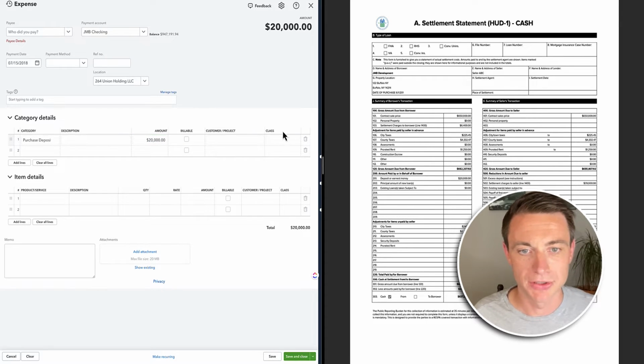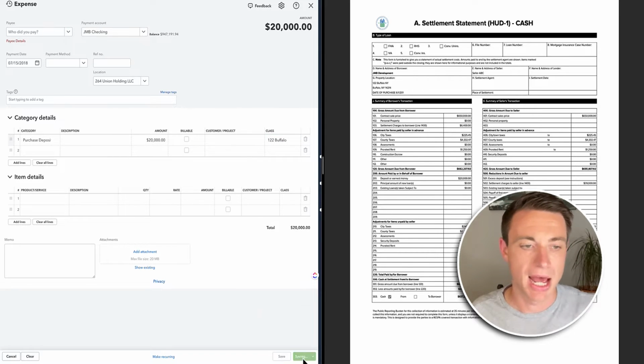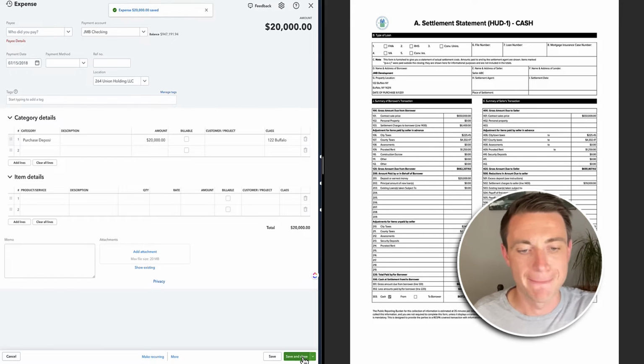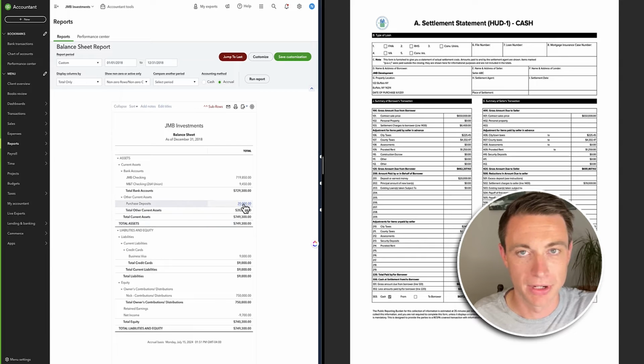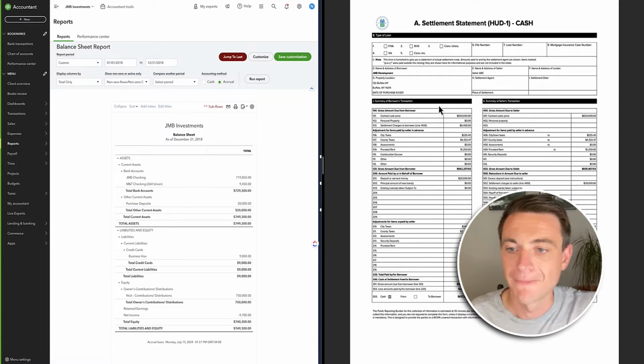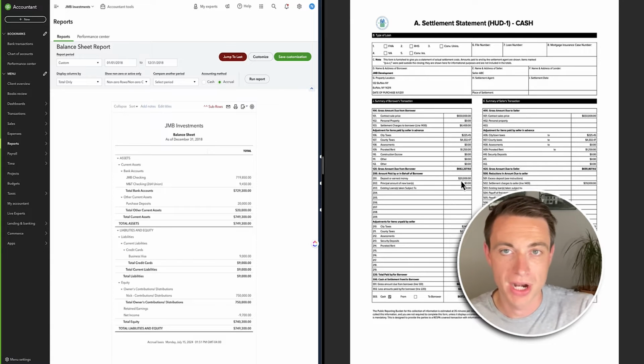What should happen, two things. One is my bank account should go down by $20,000, right? They cashed the check. The other thing is that on my balance sheet, I should see a positive $20,000 showing up in my account right here, which is really important because when we indicate this exact thing on our HUD, we're going to be crediting this away.